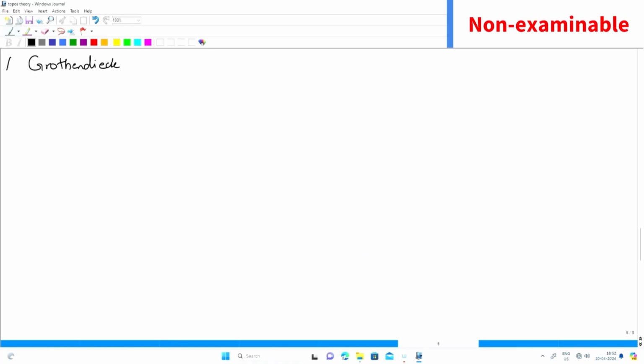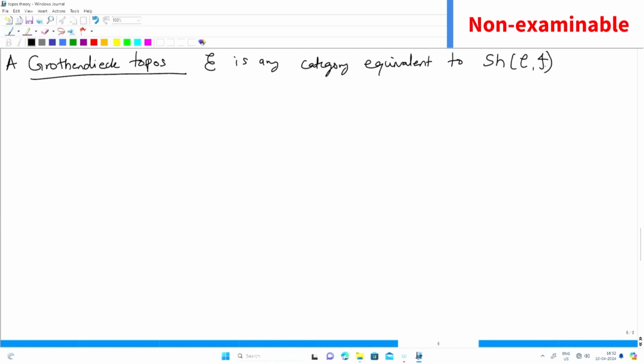A Grothendieck topos E is any category equivalent to the category of sheaves on some small site. This is actually the definition of a Grothendieck topos. Any category equivalent to the category of sheaves on a small site.